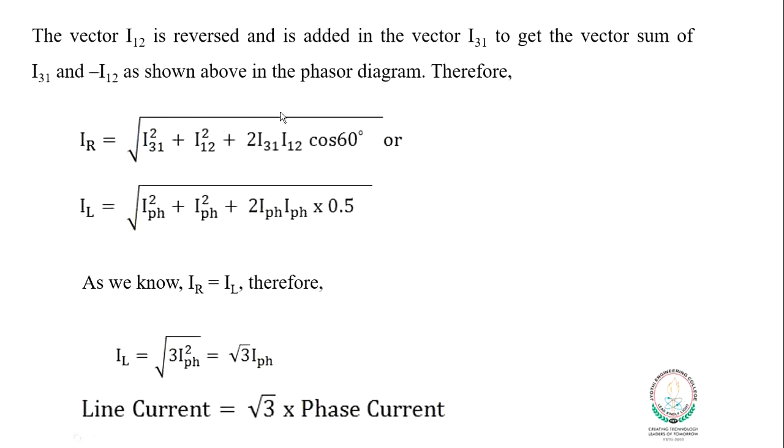So if we find the resultant, IR equals root 3 into I phase, because we are substituting I31 and I12 as I phase, and we know that IR is called the line current. So IL equals, what is IL? IL equals root 3 into I phase. So the line current is equal to root 3 times phase current in delta connection. So remember this relation: in a delta connection, the line current is equal to root 3 times phase current, whereas line voltage is equal to phase voltage.